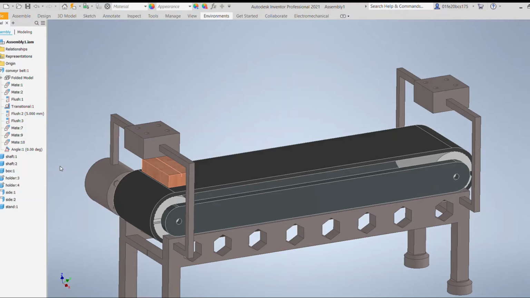Boxes are placed manually over the conveyor belt. When the machine is switched on, the conveyor belt, which is driven by the motor, starts rotating, as a result of which the box starts moving. At the end, the box reaches the other end of the machine. Let us understand its working more clearly with the help of an animation.